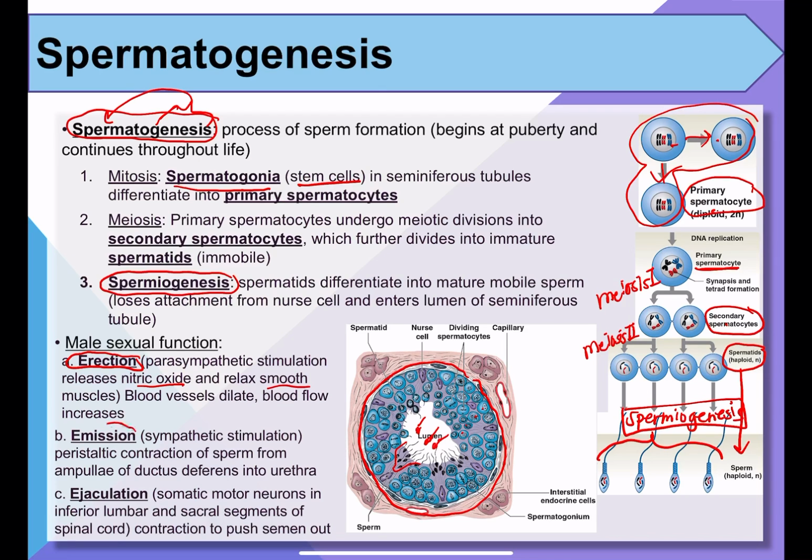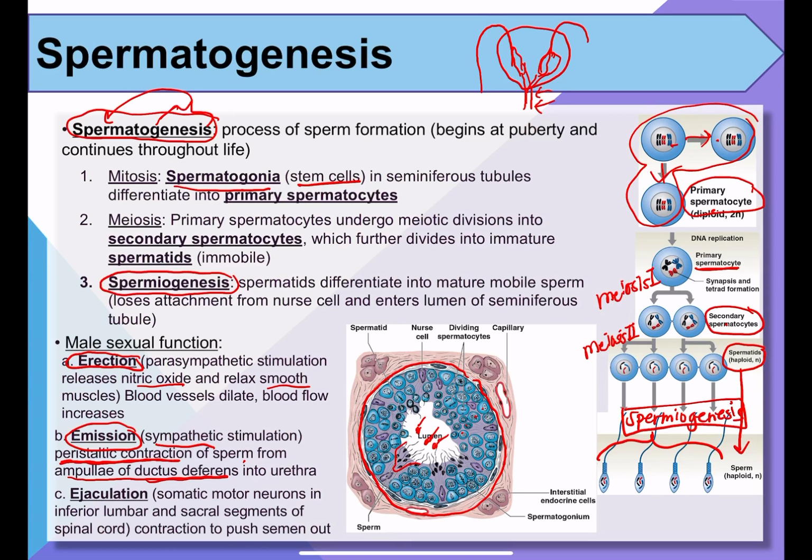Emission is then stimulated by the sympathetic nervous system. The sympathetic nervous system will increase the peristaltic contraction of sperm from the ampulla of the ductus deferens into the urethra. Remember, you have your bladder right here, and then the vas deferens coming in, and then into that expanded region of the ampulla, and then they will merge to form your ejaculatory duct and then your prostatic urethra. So for the sperm to be able to move from the ampulla region onto the urethral region, they need that sympathetic stimulation to contract the sperm into the urethra.